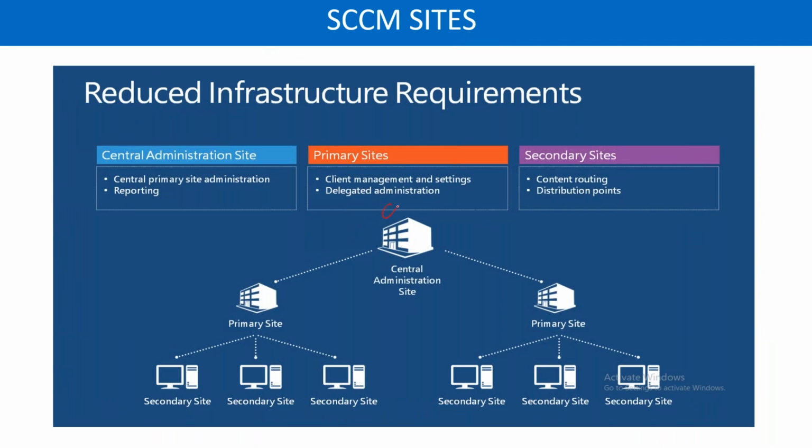Another architecture is CAS on the top. Then you have primary site, primary 1, and then you have primary 2, and both these primary sites are reporting to CAS like this. And these secondary will report to this primary, and these secondary will report to this primary.